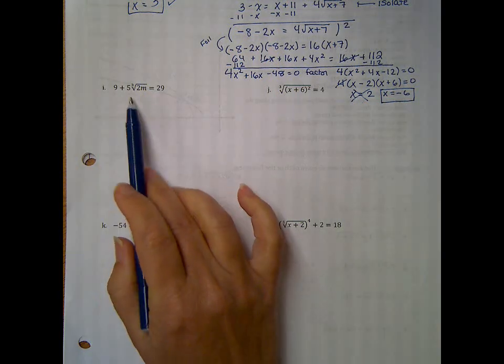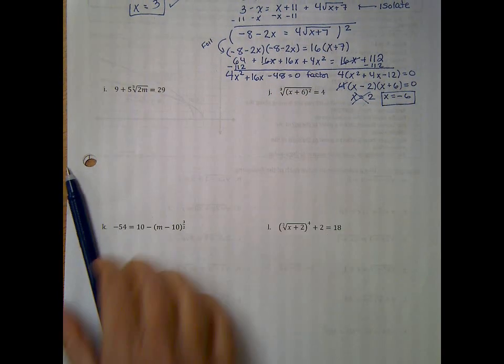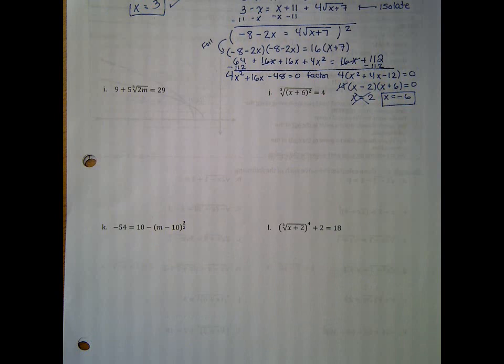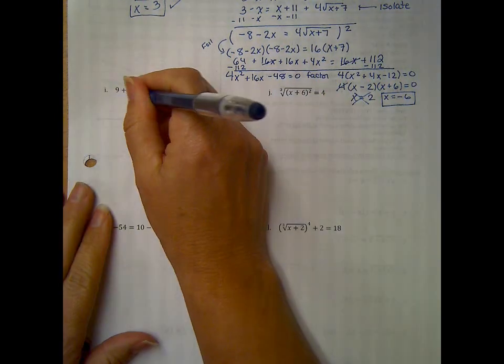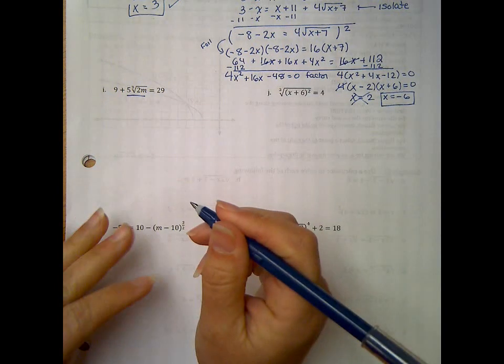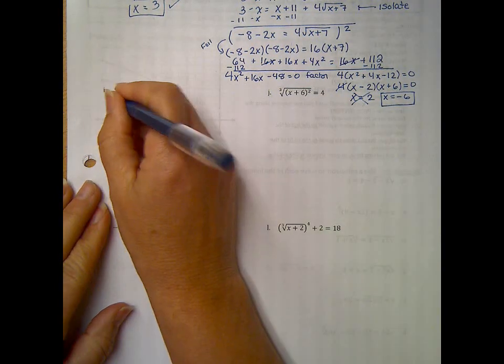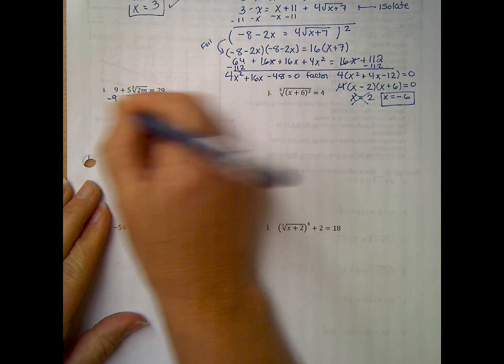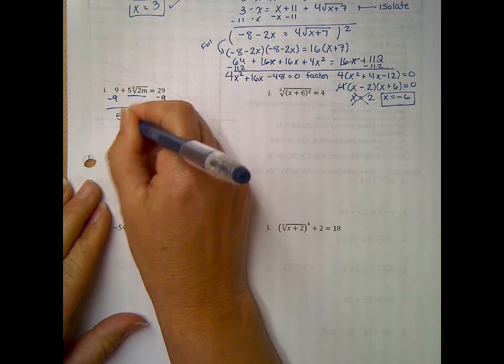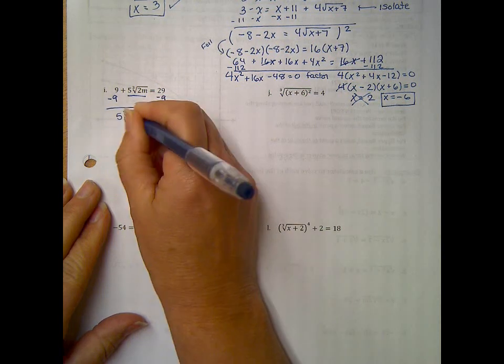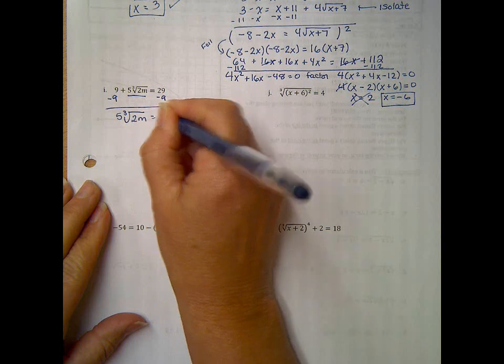9 plus 5 times the cube root of 2m equals 29. So a cube root means that you're going to have to cube both sides, but first make sure you find that radical and isolate it. So I want to subtract the 9 from both sides. And I got 5 times the cube root of 2m equals 20.